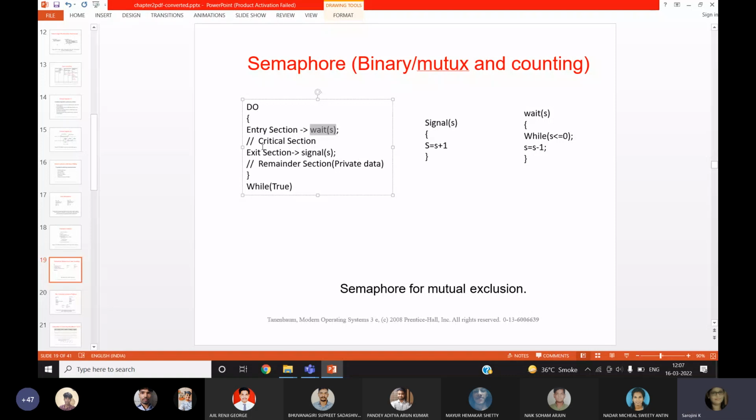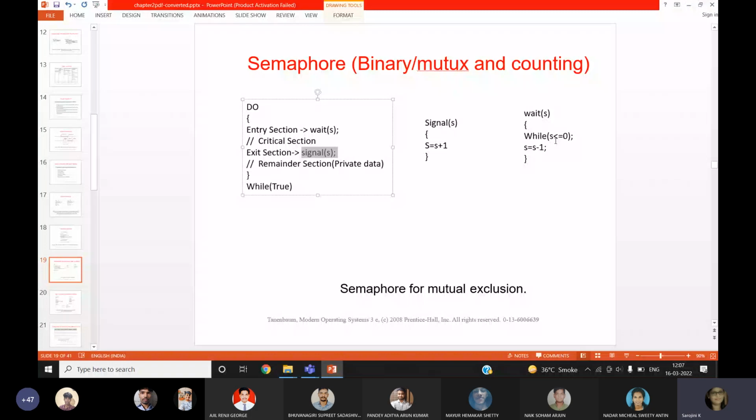Assume process P1 executes the critical section and then comes to the next line. In the next line, there is a function call of signal. So it will come here, and process P1 now increments the s value to 1. Now what is the current s value? The s value equals 1. What is P2 doing? P2 is currently in the busy wait. Now P1 made s equal to 1.